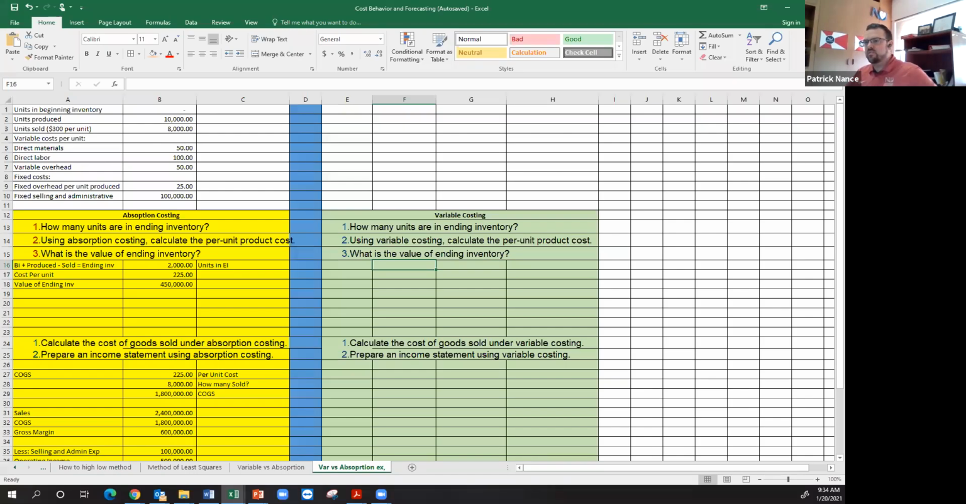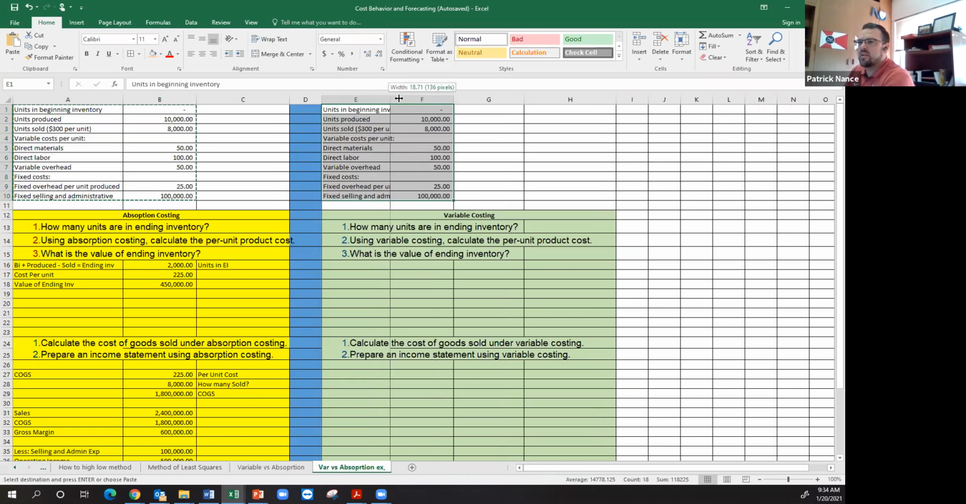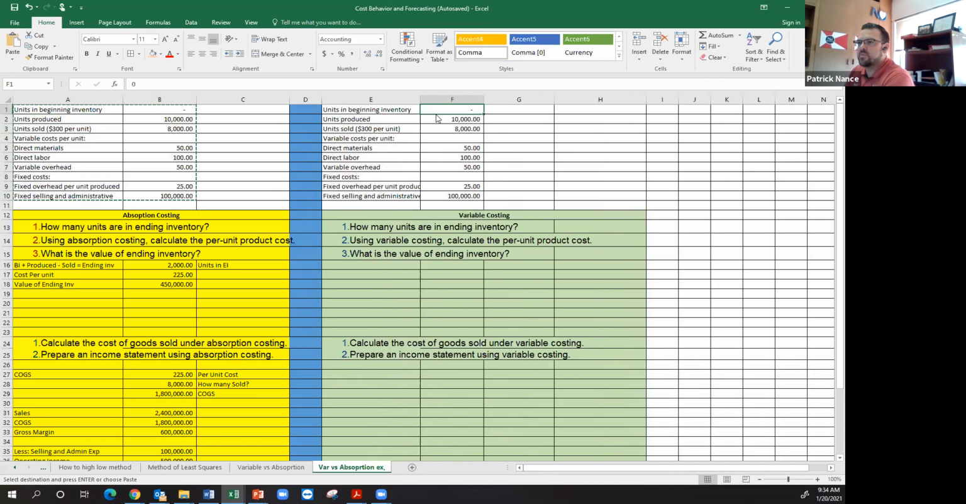Okay, so now for variable costing, we're using the same set of information. I guess I can move it over if it's easier to see. We're using the same set of data that we used in the prior problem. Beginning inventory is 0, units produced 10,000, units sold 8,000, direct materials, direct labor, variable overhead per unit, and my fixed overhead per unit.